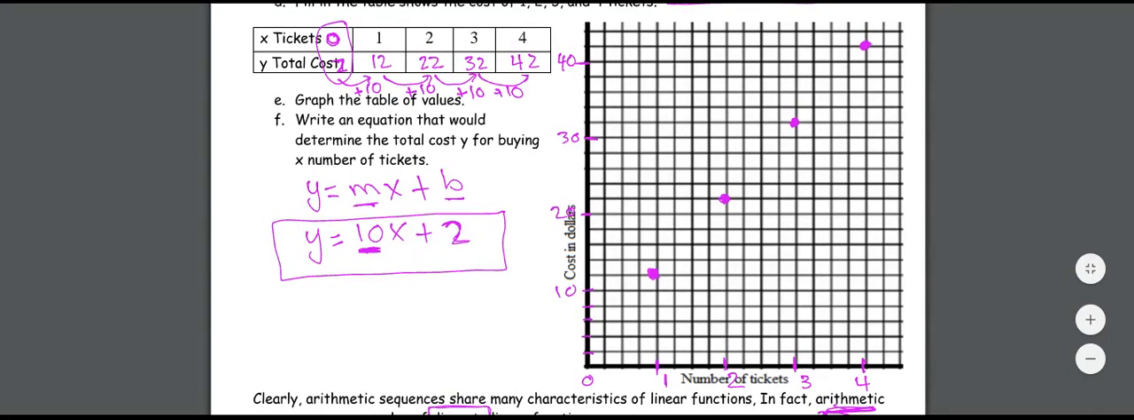So when we have a continuous variable or a continuous domain, we use linear functions. And when we have a discrete variable for the domain, we use an arithmetic sequence. But at the end, arithmetic sequences are discrete linear functions.